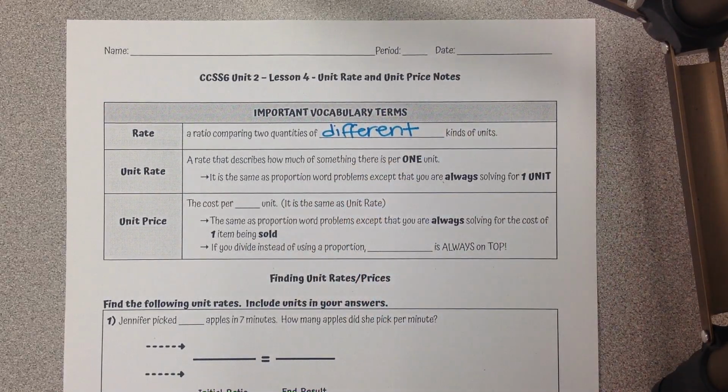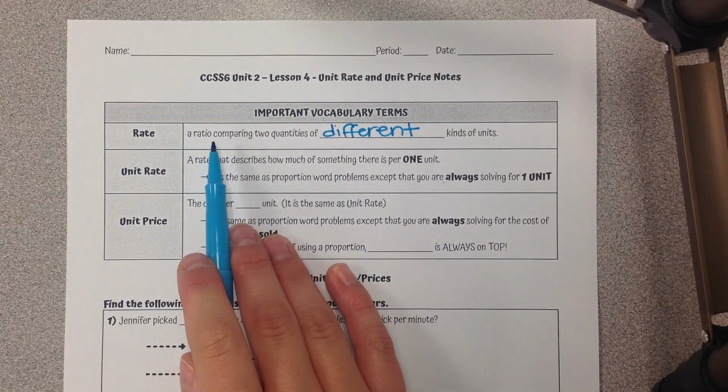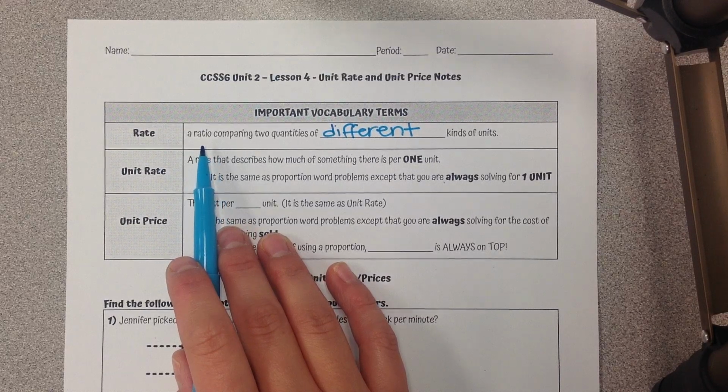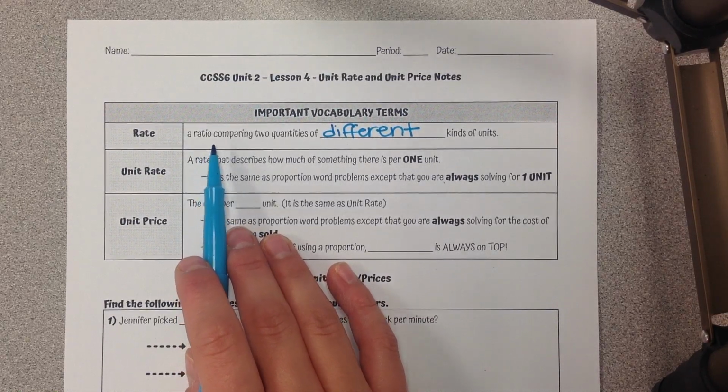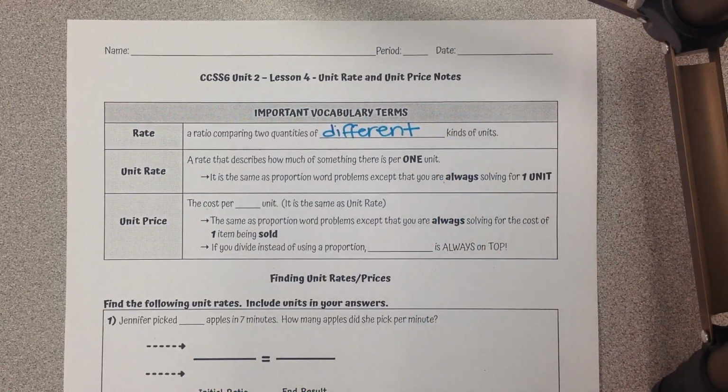Okay, so before when we were looking at just regular ratios, we were looking at things like comparing cats to dogs, which are both types of animals, or chocolate donuts to pumpkin donuts. Now we're going to be looking at different kinds of units, okay?